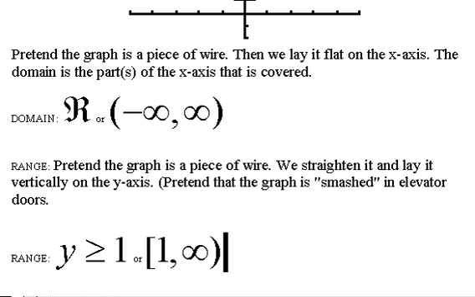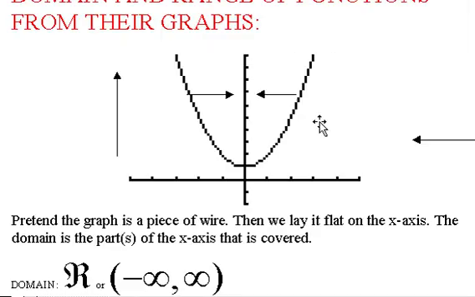So again, looking at the graph, our range is from 1 up. That's where our picture is. There's no picture below 1. So that's not in the range.